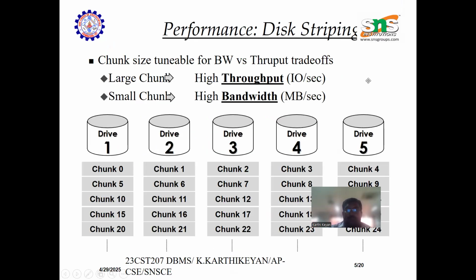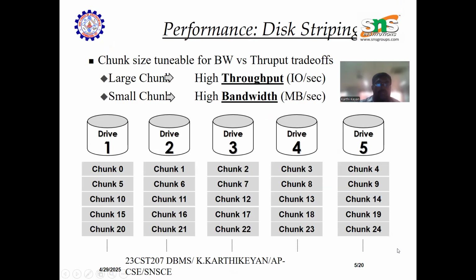So here, performance and disk striping. The chunk size is tunable for IOPS versus throughput, large chunks and small chunks. Large chunks give a high number of I/O per second, for example throughput, and small chunks give high bandwidth, based on megabytes per second. This is drive 1, drive 2, drive 3, drive 4, drive 5, and the process continues for n drives.